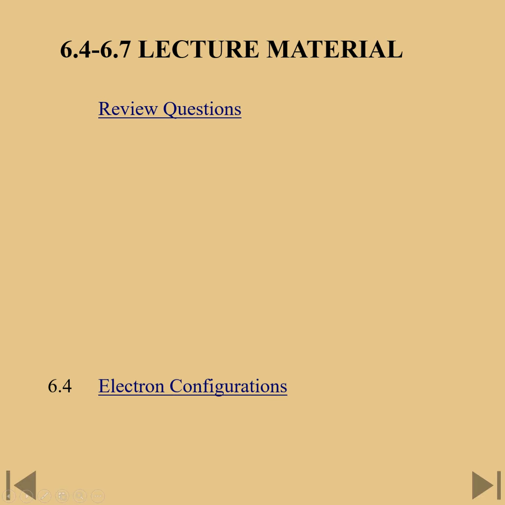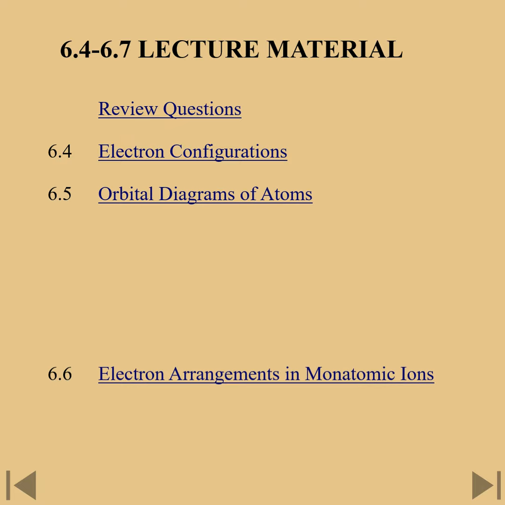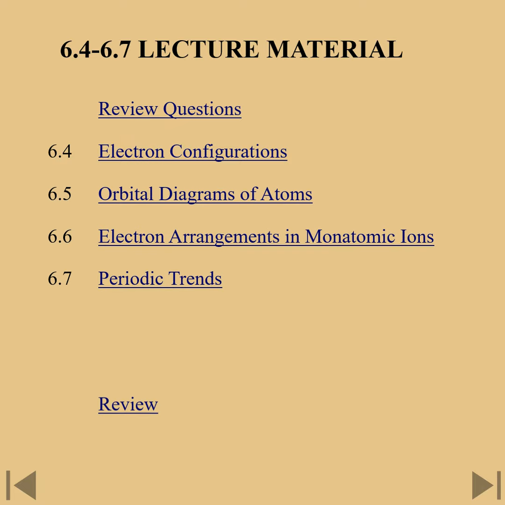We're going to finish the chapter on electron configurations, and we're going to specifically talk about electron configurations and see some examples of how we would write them out. Then we're going to learn about what are called orbital box diagrams, where we use boxes to represent the orbitals and fill them with the electrons that we know go there. And then we'll learn about the electron arrangements of monatomic ions, and then finish off with some trends that we see in the periodic table.